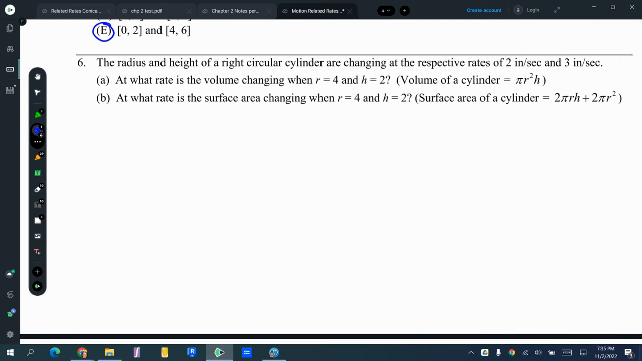The radius and height of a right circular cylinder are changing at the respective rates of 2 inches per second and 3 inches per second. So let's go ahead and label these. It says respective, which means in the same order that the problem was given. So we were given radius first, so this is the rate of the radius. So this is dr dt. And this is going to be dH dt.